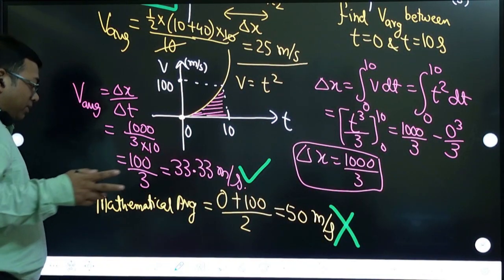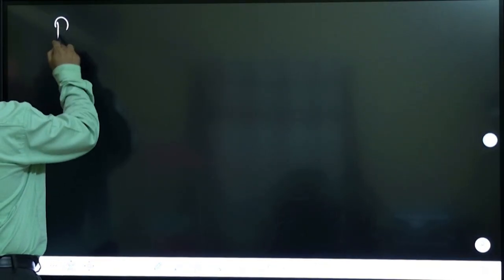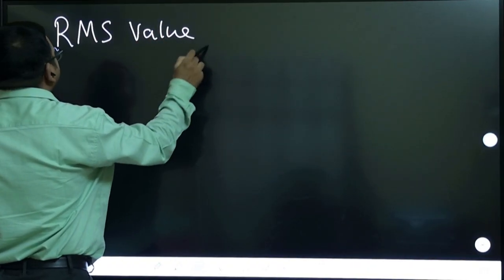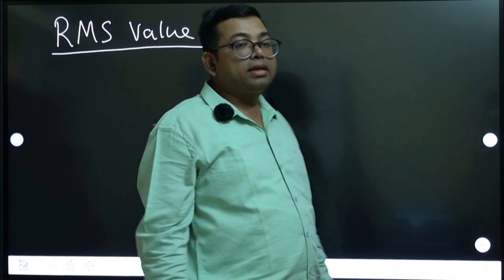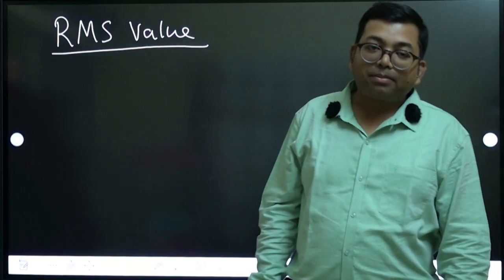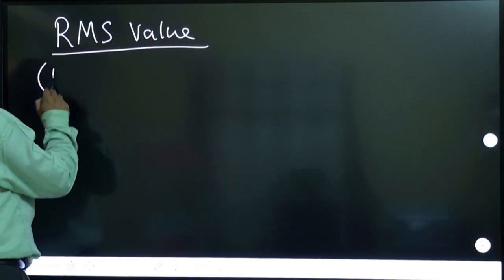Right. Then last was what? RMS value. Let us discuss RMS value. This is very important in grade 12 when you will go into the alternating current chapter. Many other chapters you will see applications of this RMS value, root mean square.